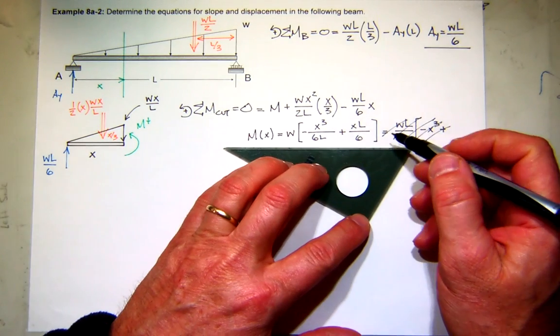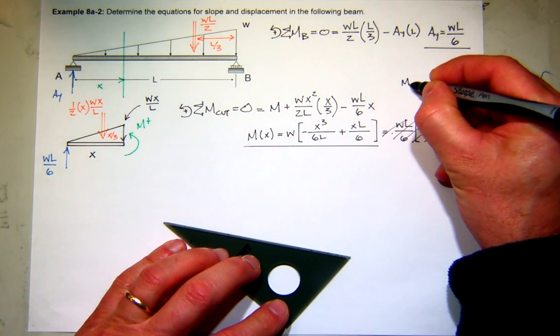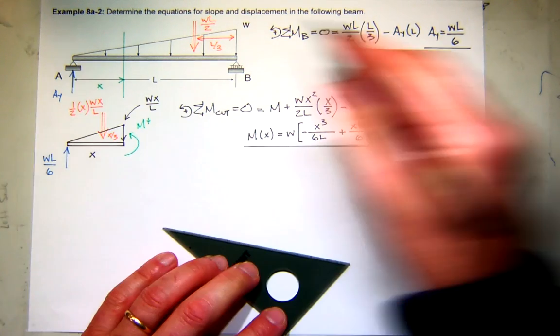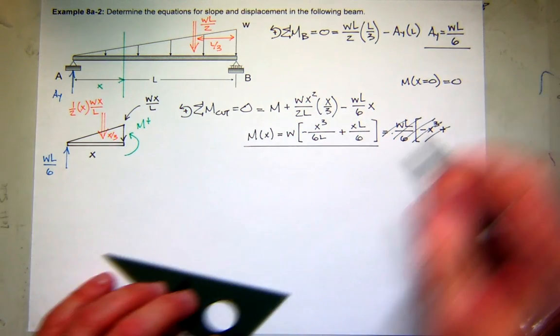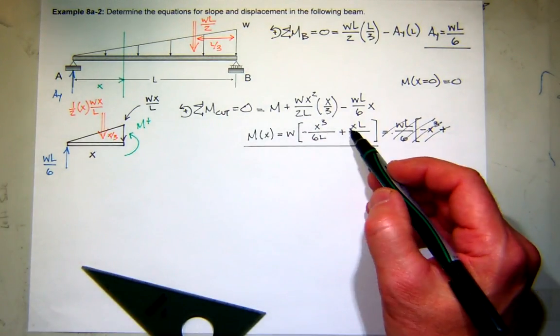Does it work? Well, the moment at x equals 0 should be 0. And check my equation. I put in x equals 0, x equals 0. That's right.